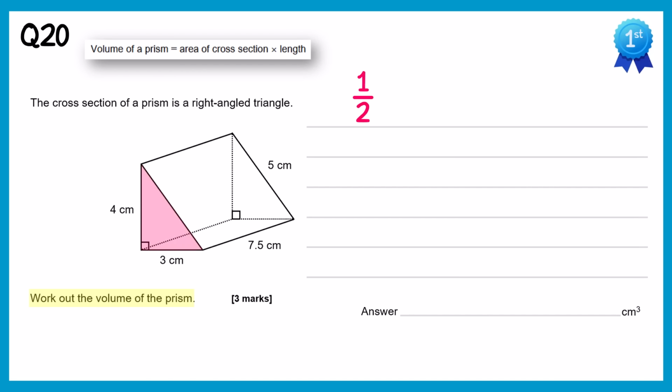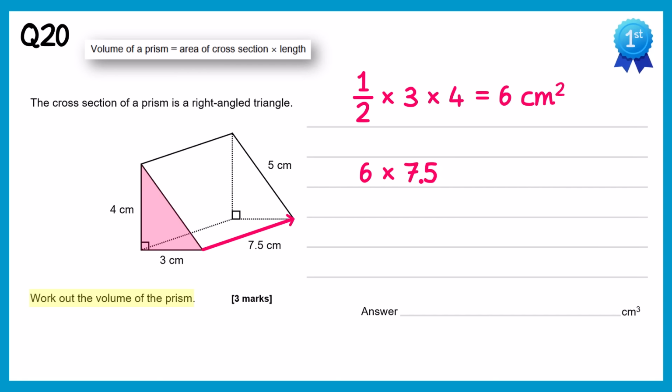To do that, we do 1/2 multiplied by the base, which is 3, multiplied by the perpendicular height, which is 4. To work this out, we'll start with 3 times 4, which is 12, and then do a half of this. Half of 12 is 6, so the area of the triangle is 6 centimeters squared. The formula then says we need to multiply this by the length. The length of this prism is 7.5. So we take this 6 and multiply it by 7.5.